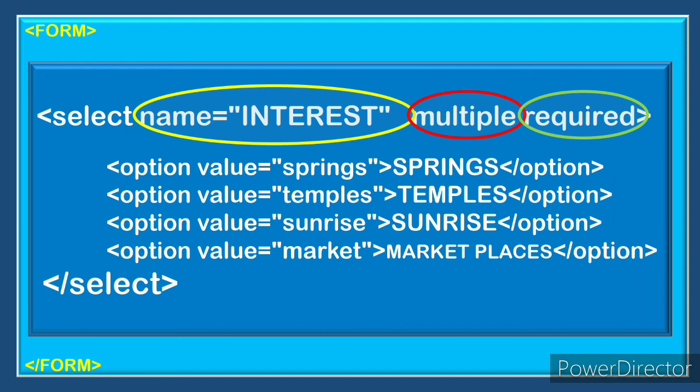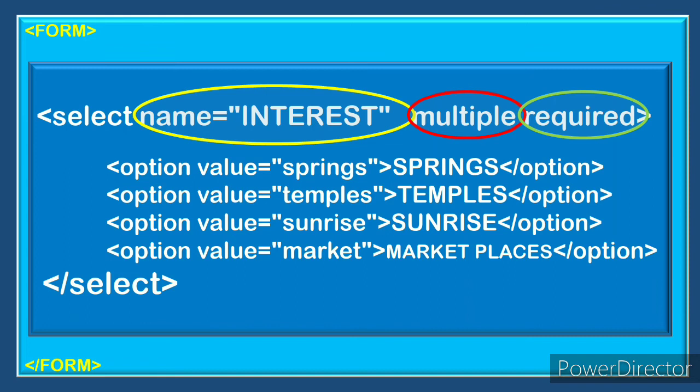Along with it, there are 2 other encircled components. One is multiple, encircled with a red border, and the other is required, encircled with a green border. Now, what are the uses of this? You must have already understood that whenever I'm going to put that particular feature, that from a drop-down list you can choose more than one, just to do that particular functionality or to embed it, you have to use the keyword multiple.